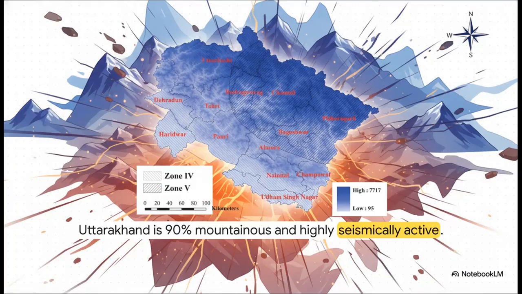So take a look at the high-risk seismic zones highlighted on this map. Uttarakhand is overwhelmingly mountainous. Actually, a full 90% of its total geographical area is hilly terrain. But it gets even more complicated than just steep hills. The entire state falls into high-risk seismic zones, specifically zones 4 and 5. What does that mean? Well, it means the land itself is naturally fragile and just incredibly prone to extreme events, things like rockfalls and landslides. The very foundation of the state is structurally vulnerable to the forces of nature.